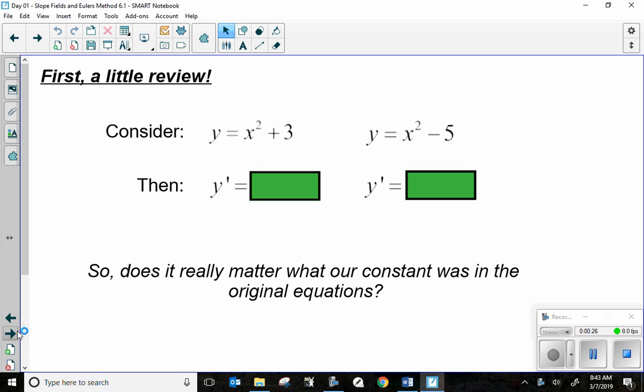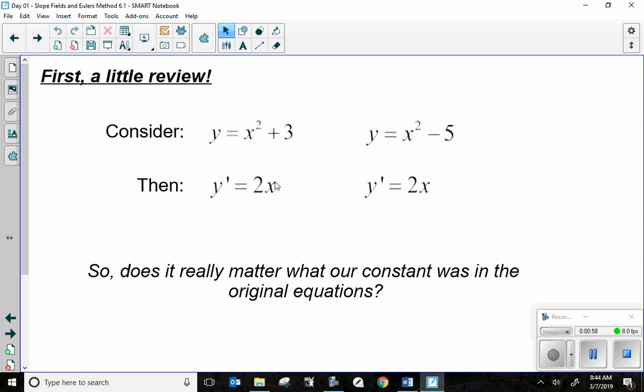All right. So first, a little review. Let's consider two equations. We have y equals x squared plus 3, and we have y equals x squared minus 5. All right. So if I wanted to find the derivative of each one of these, first off, I hope you know that the derivative of x squared plus 3 is just 2x. And if I take the derivative of x squared minus 5, I should note that is also 2x.